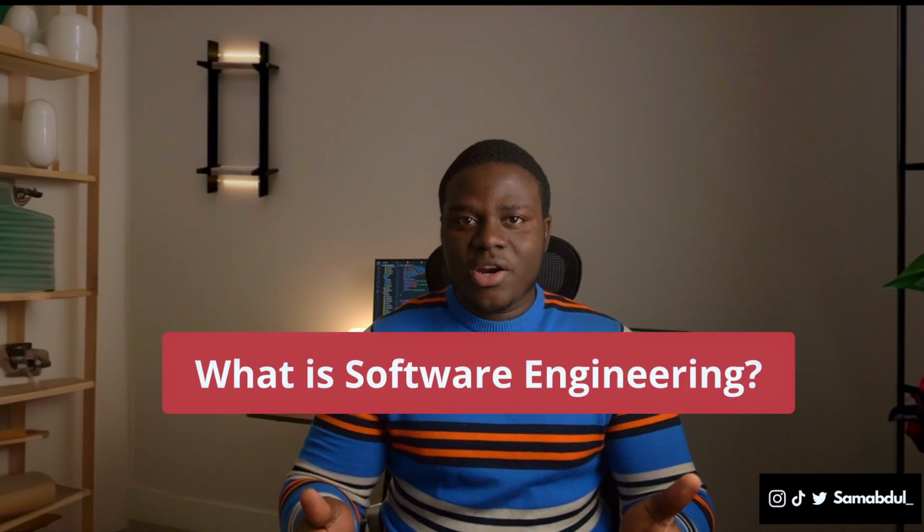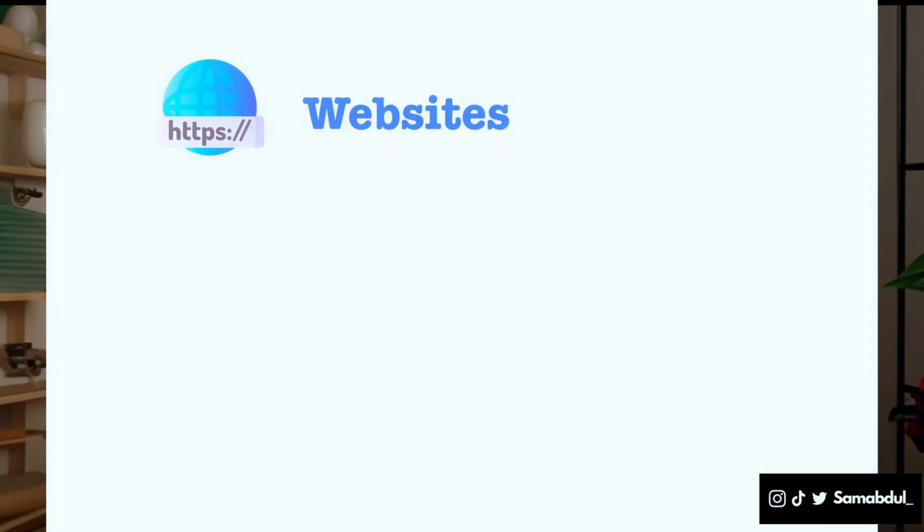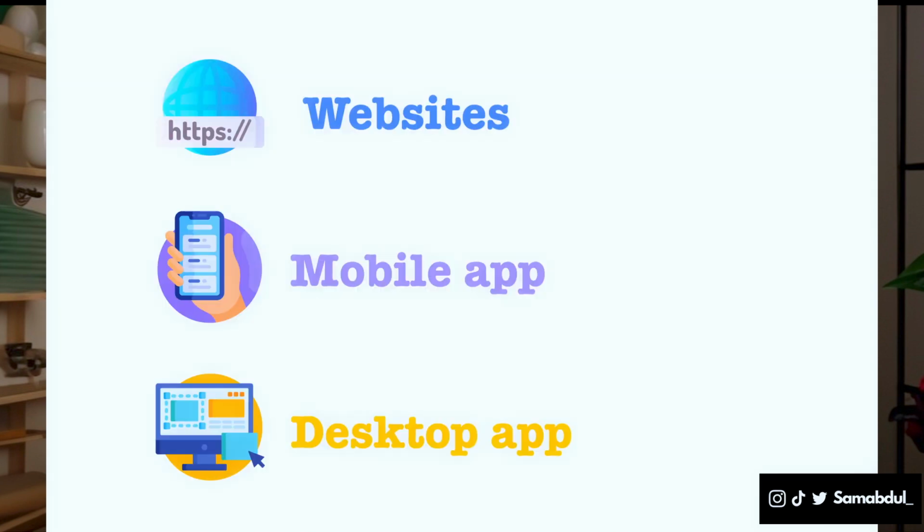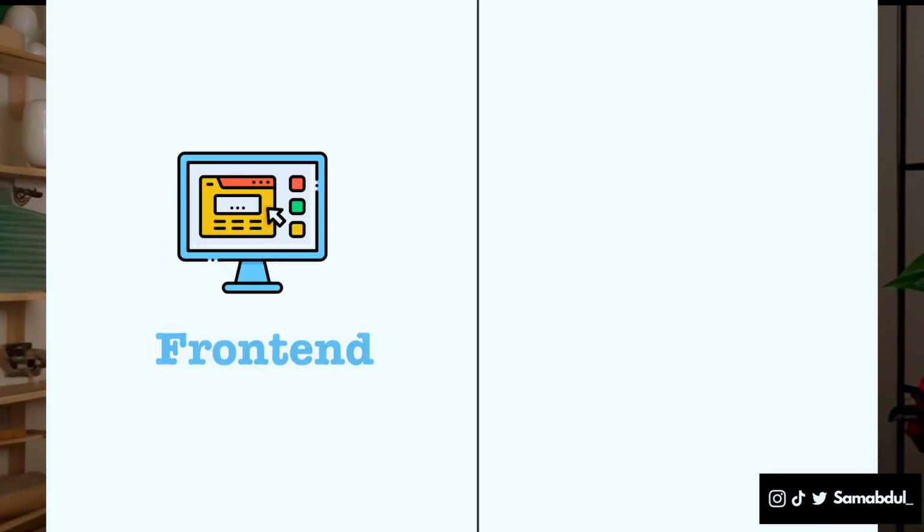What is software engineering? Software engineering is a branch of computer science that involves the building of software products like websites, mobile apps, and desktop applications. Software engineering helps us to understand how software products are built and how they operate on our computer devices. It is divided into two major parts: the front end and the back end.